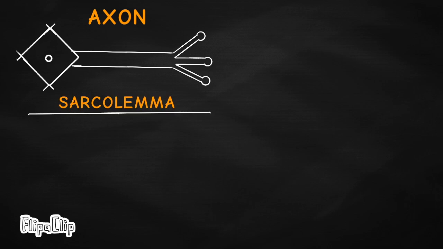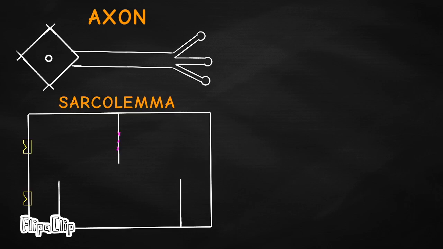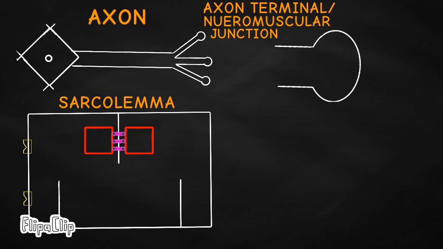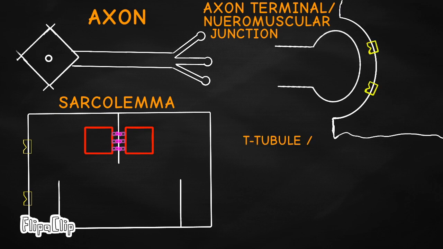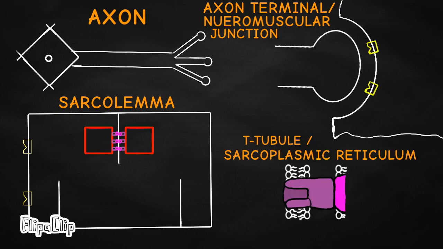So first, let's talk about the 4 places we should remember. This is the axon, the sarcolemma, the axon terminal at the neuromuscular junction, and we're going to take a closer look at the T-tubule and the sarcoplasmic reticulum.